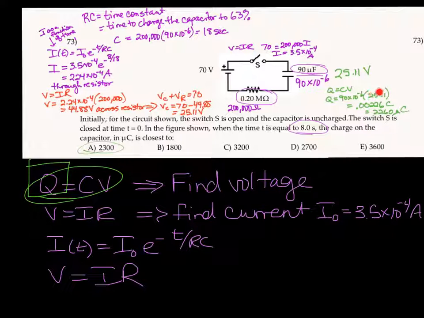So now that we know that the voltage is 25.11 and it has a capacitance of 90 times 10 to the minus 6, 90 microfarads, then we can get our charge as 0.00226 coulombs, but they want our answer in microcoulombs. So that means we're going to move our decimal point over 6 places, which gives us 2260, which rounds to 2300 when we do sig figs. And that is how you do the hardest of the RC circuits, number 73.